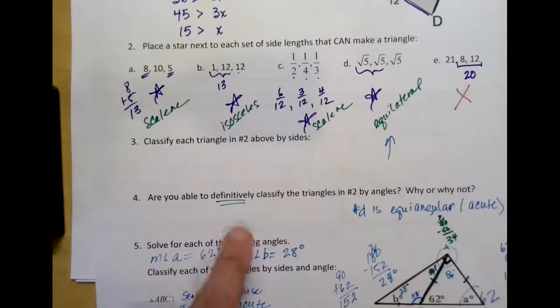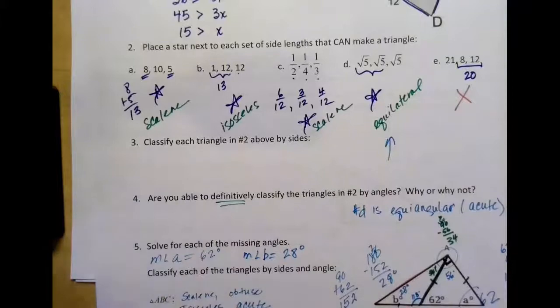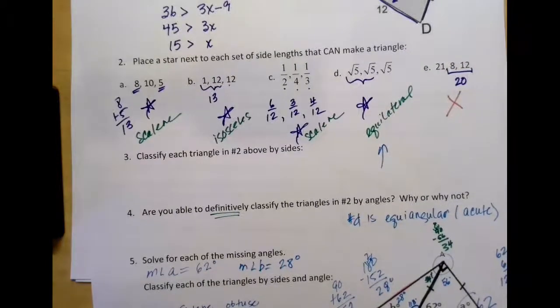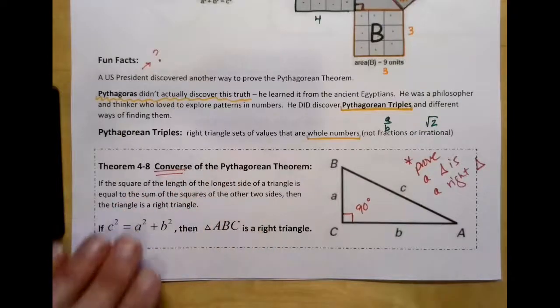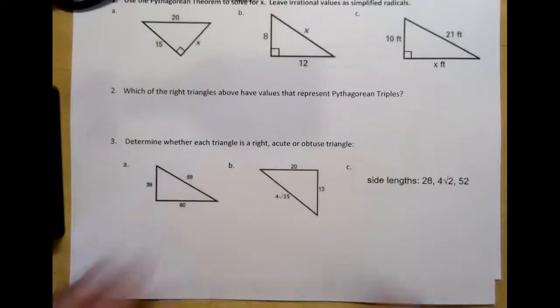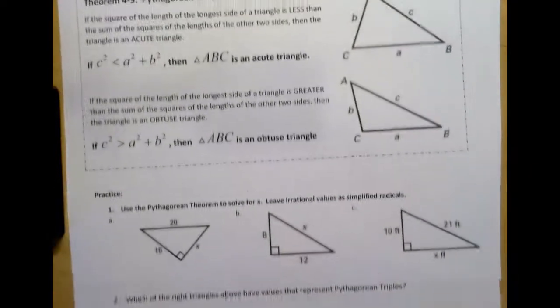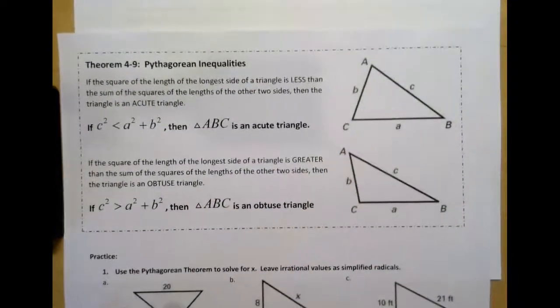And we said definitively no. We needed some kind of rule that can help us do that. And that's what's coming up next, to understand what kind of rule will make that true. And what we're going to do is talk about these as Pythagorean inequalities.